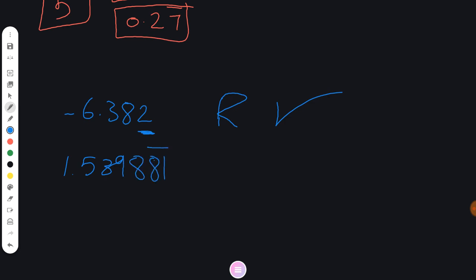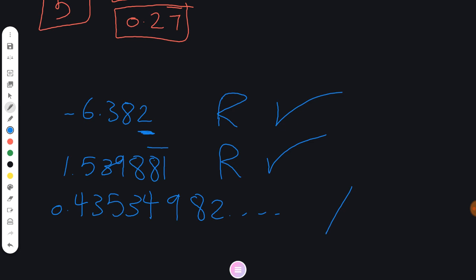Okay, what about 1.53988 with 81 under the bar? So that means that I repeat 81. So it's 1.5398, 81, 81, 81, 81, 81, and so on. So it's a repeated decimal number. It's a rational number, as we said before. Okay, what about the following number? 0.4353498, and so on. There is no repeating. And the infinite number, it's not a rational number.